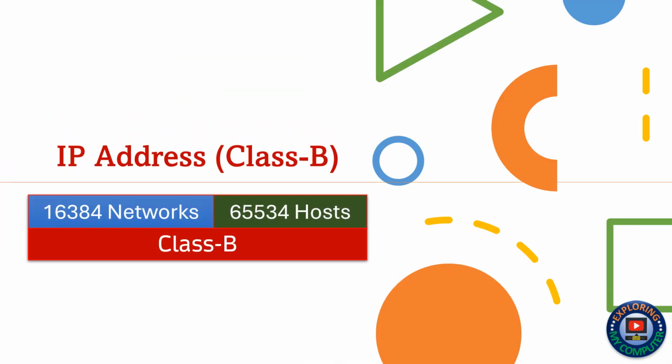Class B addressing can have 16,384 networks and 65,534 hosts.